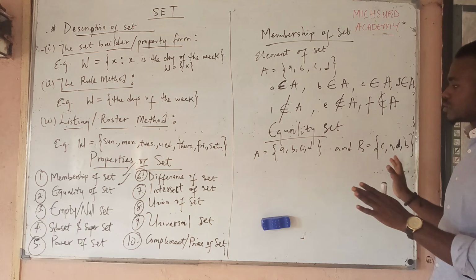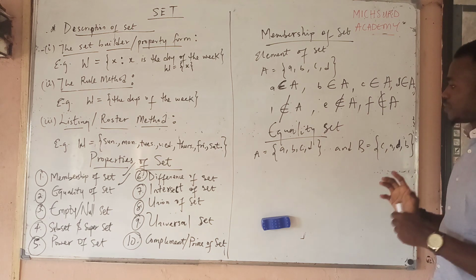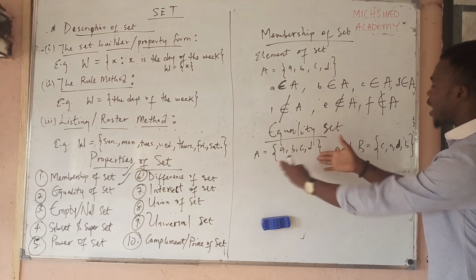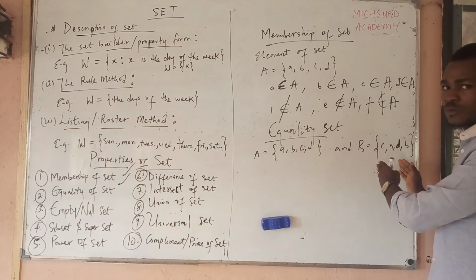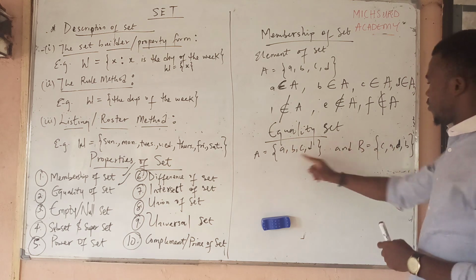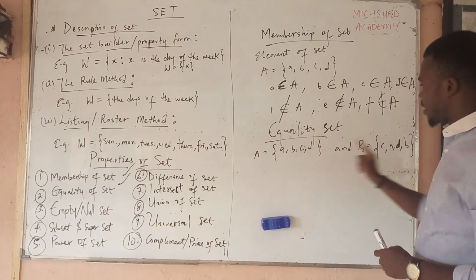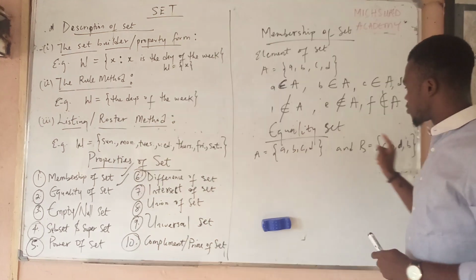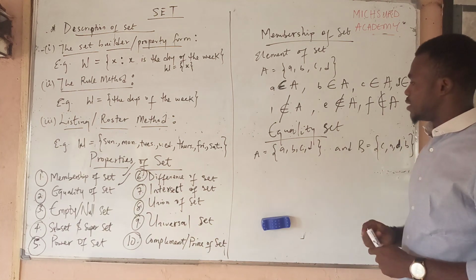Okay. But that doesn't really matter. What matters is the elements. If they are the same elements we have here, are just the same elements we have here. So because of that, we have A here, we have A here, we have B, we have B in the set here, we have C in the set here, we have D, we also have D in the set here.